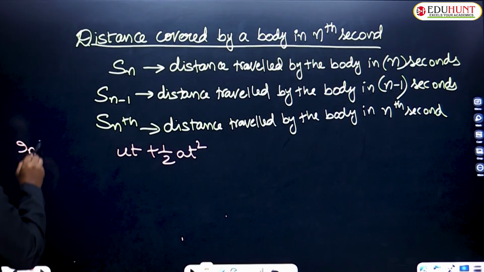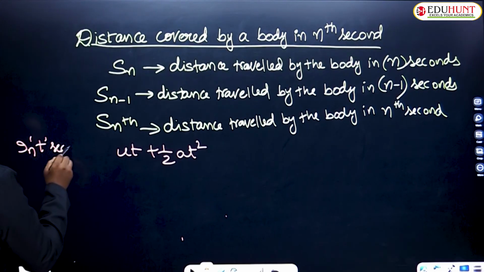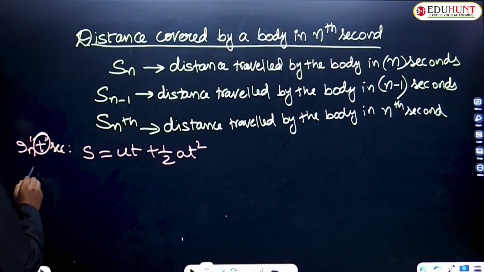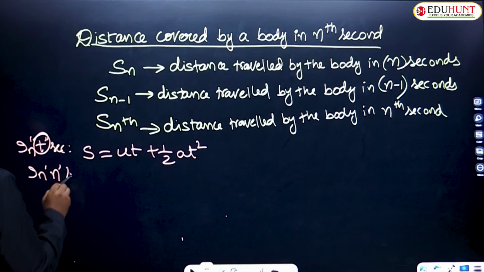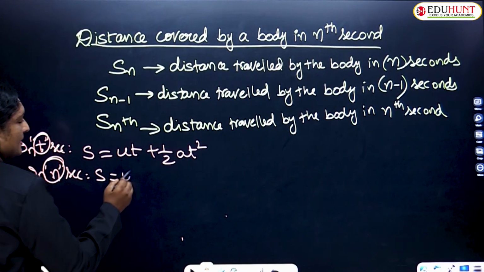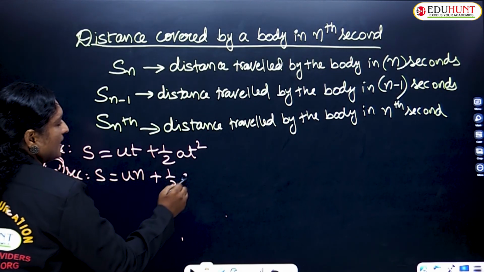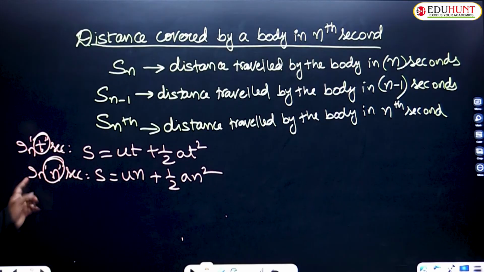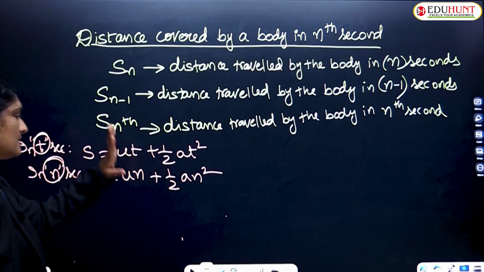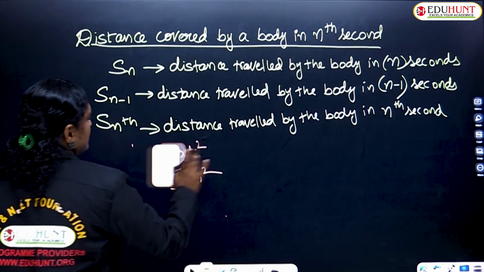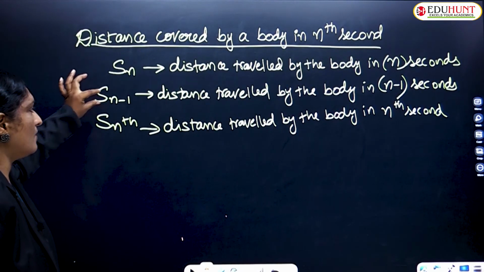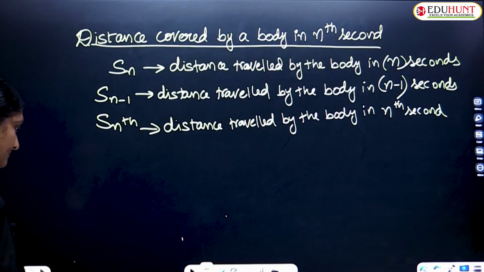In t seconds, S is given by this value. Instead of t, I want it in n seconds. Then S is equal to, instead of t, I have to replace with n: un plus half an square. So in n seconds it means un plus half an square. In n minus 1 seconds, t is replaced with n minus 1. So let us try to understand properly. N number of seconds, n minus 1 number of seconds, and this is that particular second.